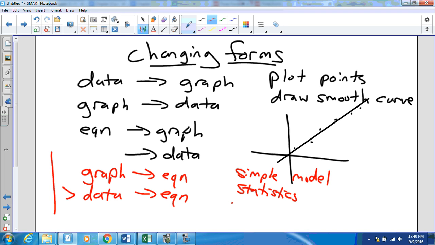So anyway, the changing forms, the stuff in black you pretty much know how to do, right? The stuff in red, we're going to be learning how to do as we move through this course. Okay? Good. Good work, I think.